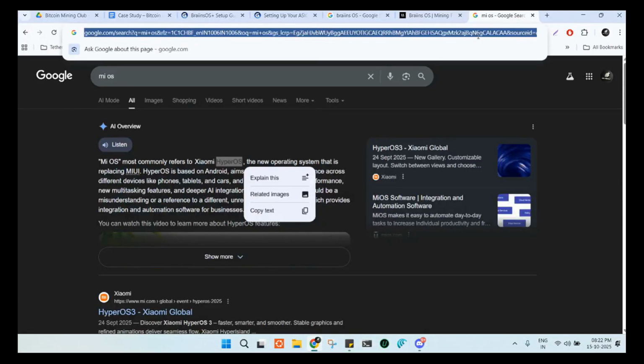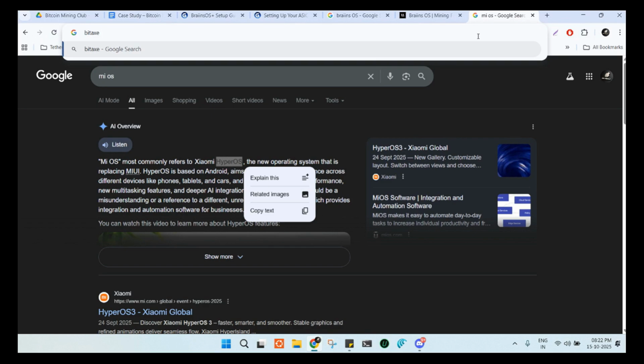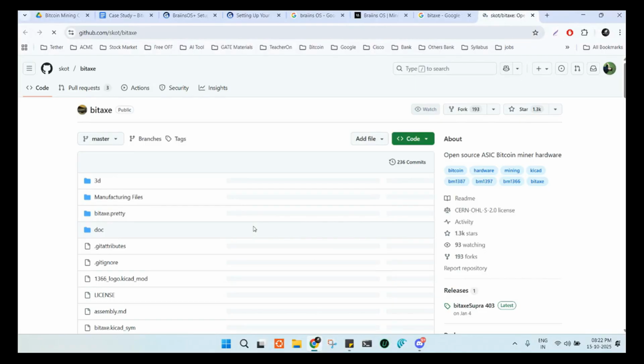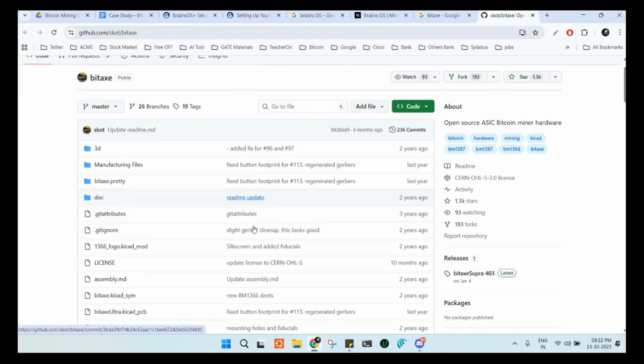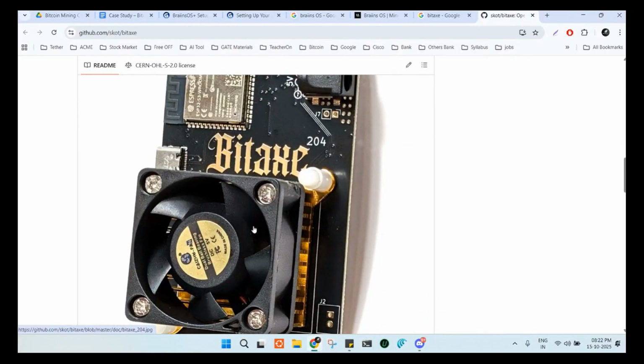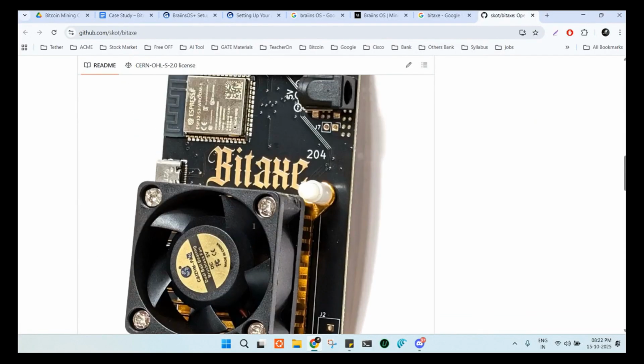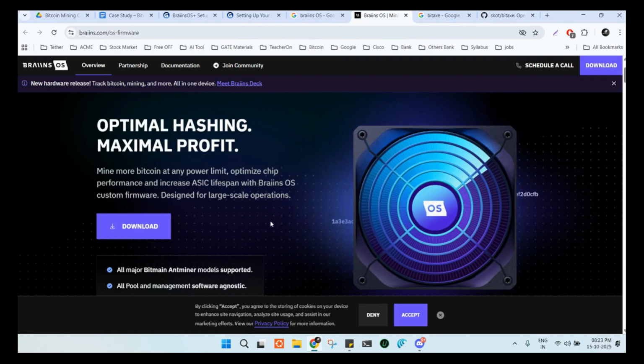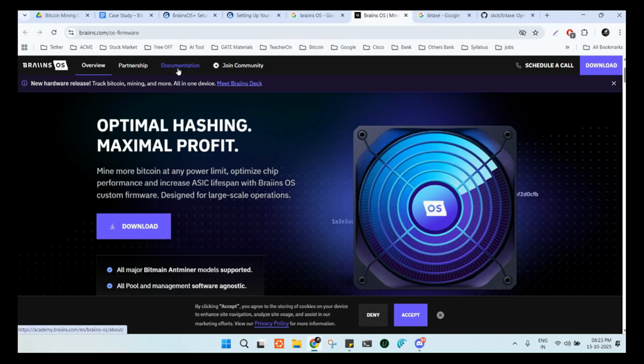Braiins did the reverse engineering, and they are using this BM, we have seen this model number, right? BM1366, which is the chip or ASIC from Antminer. They reverse engineered it, and after that they wrote the code. Braiins OS has a team, and they also have pretty good documentation on how you can flash this firmware on top of the Antminer.